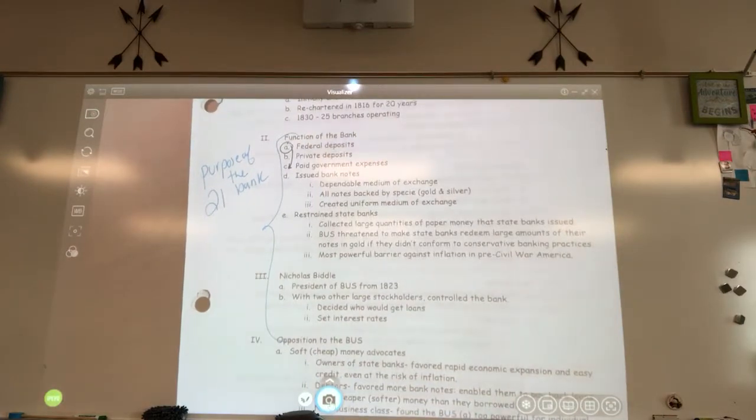And so we're going to see it creates a dependable medium of exchange. All notes are backed in gold and silver. And we're going to see it created a uniform currency that everybody knew what to expect. They could look at it. The other thing that the bank did is that it restrained the state banks. They made them collect a large part of their money in gold. Because if it didn't have gold in it, what would happen to the value of the money? It would go down. And so the bus threatened to make sure that state banks redeemed a large amount of their notes in gold if they did not have this.